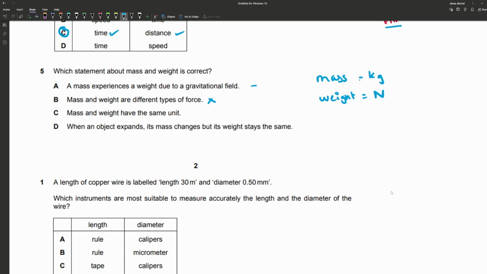Okay, moving on. So this is also wrong. D, when an object expands, its mass changes but its weight stays the same. This is also incorrect, because when an object expands, there's a change in volume, not mass. So whenever an object expands or contracts, its volume changes while its mass remains the same. So this is also incorrect. So the correct answer is A.